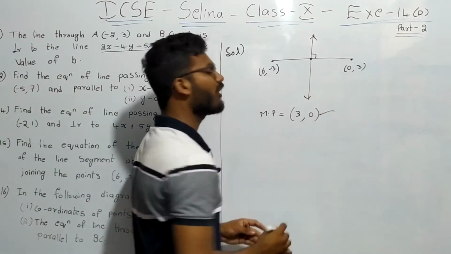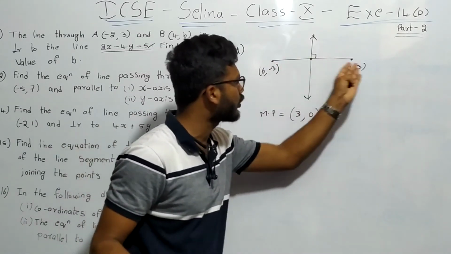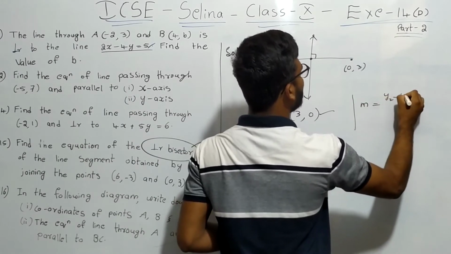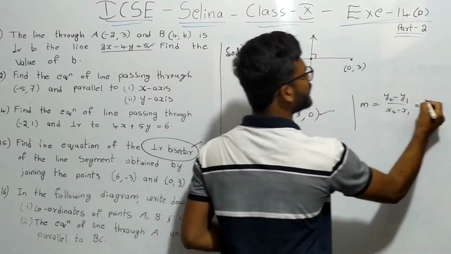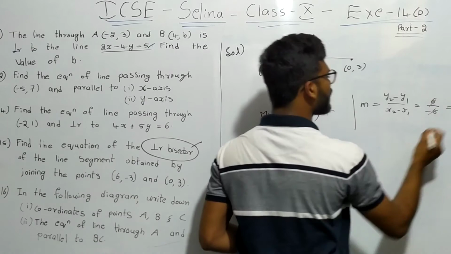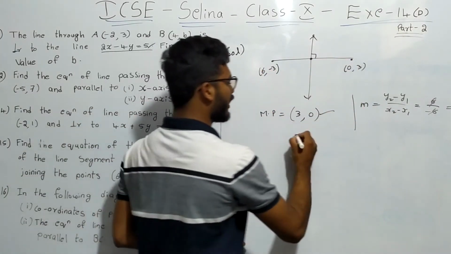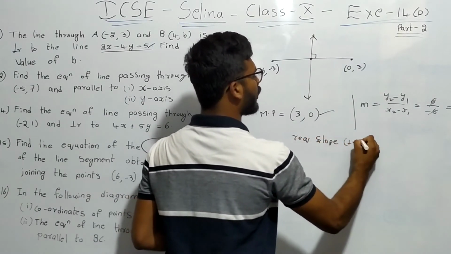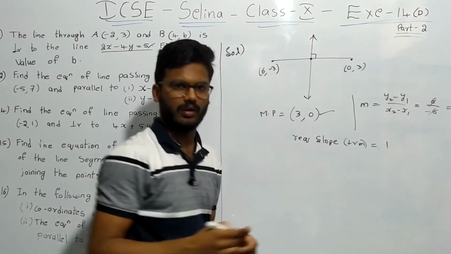So we know one point. Now we want to find the slope. In order to find the slope, we first find the slope of this line. m is equal to (y2 minus y1) by (x2 minus x1). So 3 minus of minus 3 is 6, by 0 minus 6 is minus 6. So -1 is the slope of this line. And what is the slope of the perpendicular line? The perpendicular slope is obtained by reversing it and changing its sign. So we will get 1.